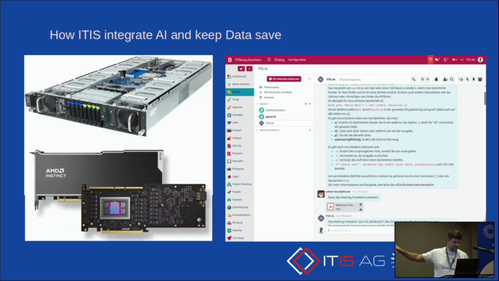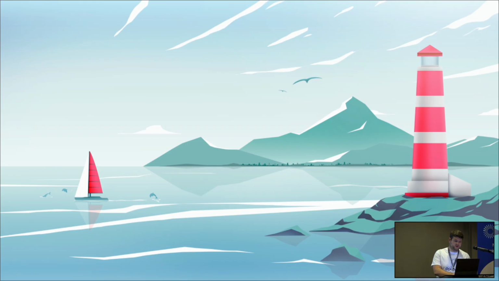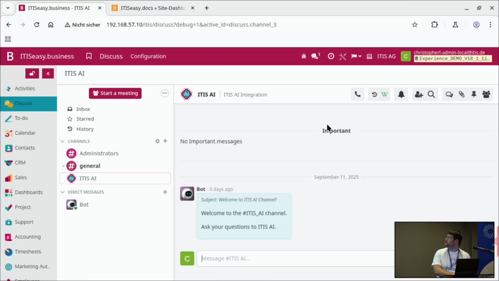I want to talk about the integration we did. And therefore, I will switch over to, I need to exit that presentation, I think, for that. To our It Is Easy Business. Who doesn't know about it? It's basically a fork of Odoo Community.